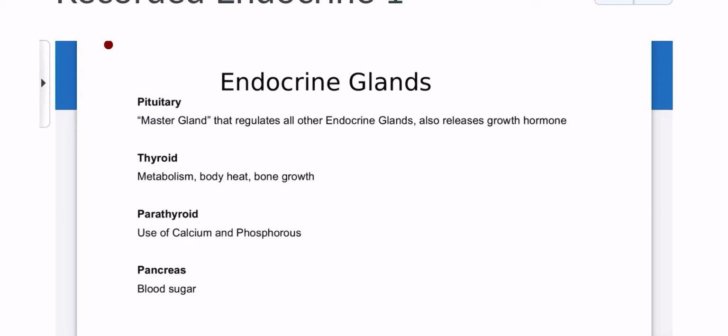So we said the pituitary is the master gland, and it regulates all other endocrine glands, including the thyroid gland, which affects metabolism, body heat, bone growth, and the parathyroids, which will affect calcium and phosphorus balances. And it also includes the pancreas for regulation of blood sugar.